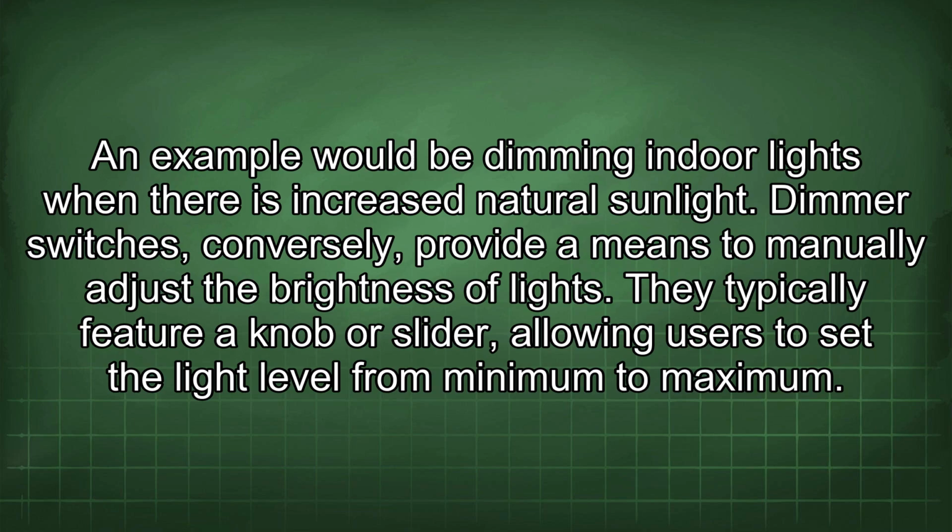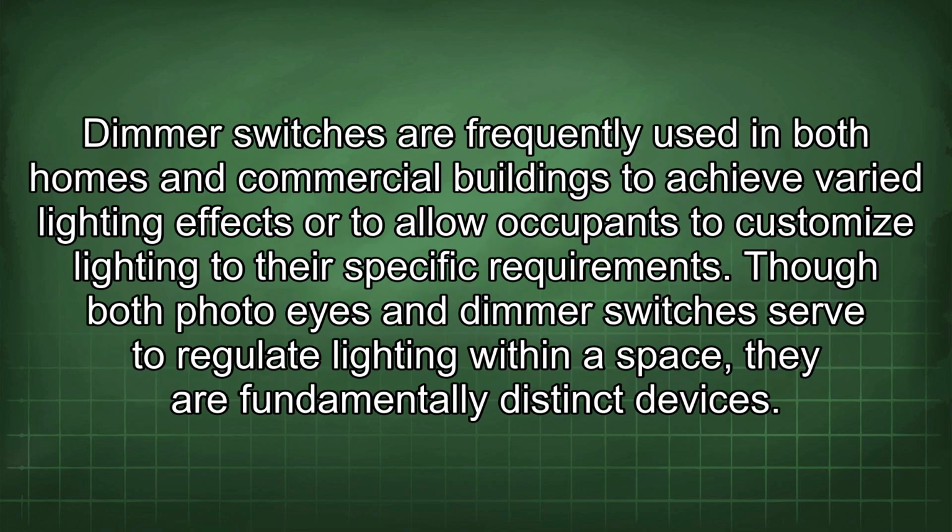Dimmer switches, conversely, provide a means to manually adjust the brightness of lights. They typically feature a knob or slider, allowing users to set the light level from minimum to maximum. Dimmer switches are frequently used in both homes and commercial buildings to achieve varied lighting effects or to allow occupants to customize lighting to their specific requirements.